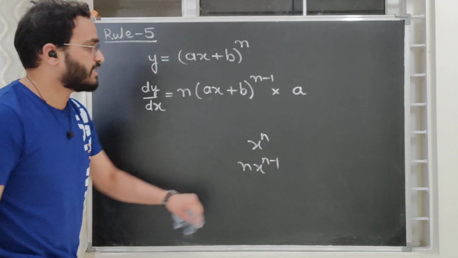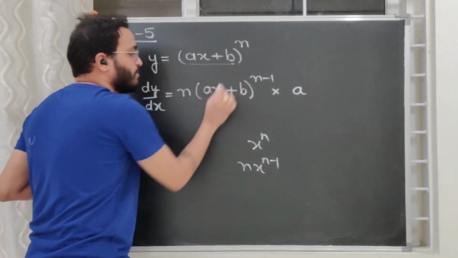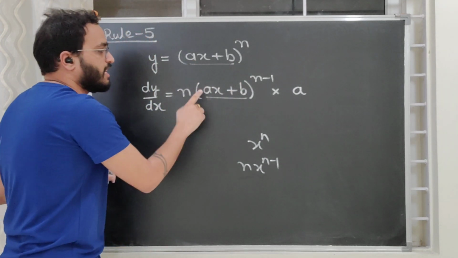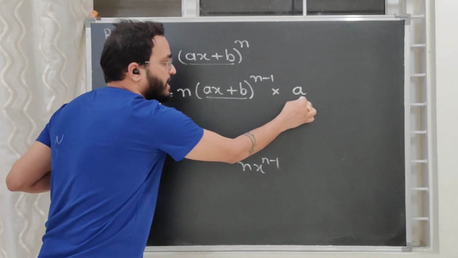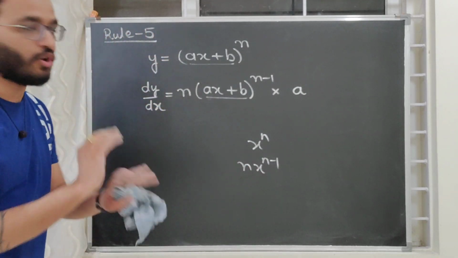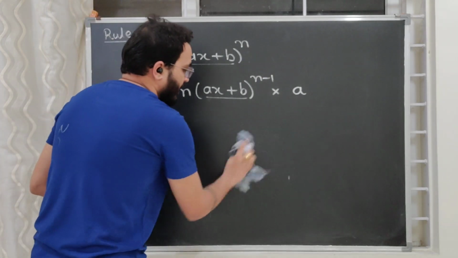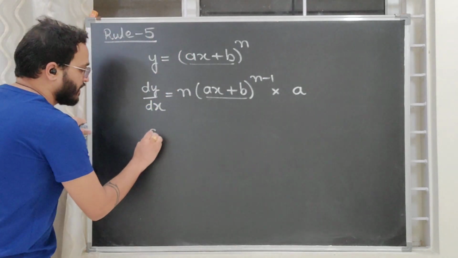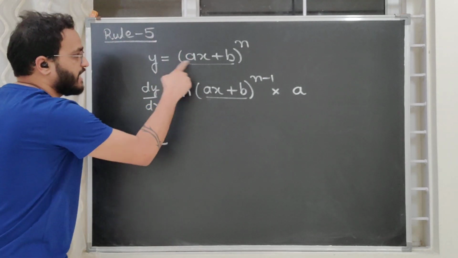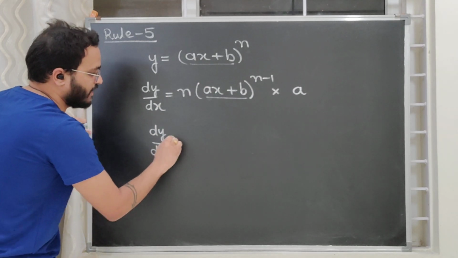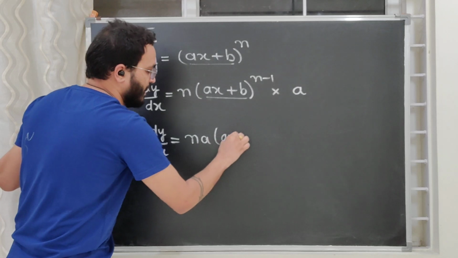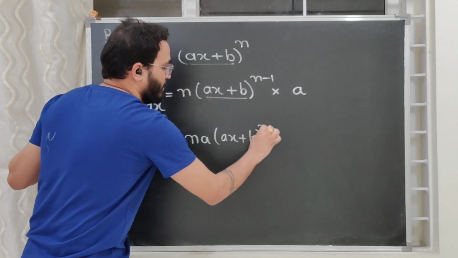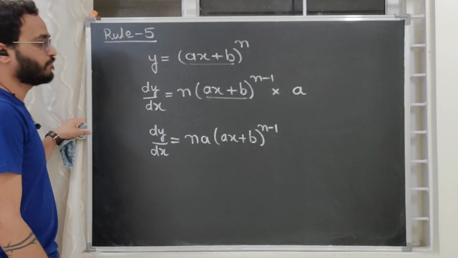We are doing the exact same thing. We are keeping ax plus b intact as it is, but just bringing the coefficient of x, which is a constant number a, outside. That's all. So finally, in this rule, whatever is the coefficient of x, it will come outside after differentiation. So it will become n into a into ax plus b to the power n minus 1.